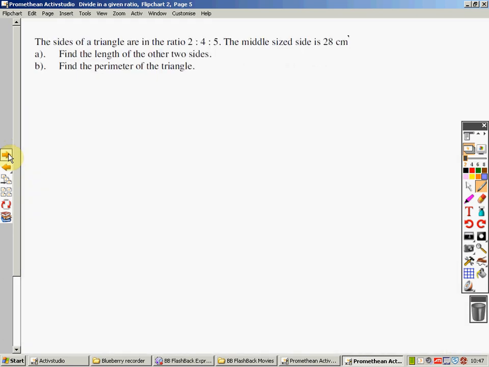Here's one for you to try. Press pause. Welcome back. Okay. The sides of a triangle are in the ratio 2 to 4 to 5. The middle side is 28 centimetres.